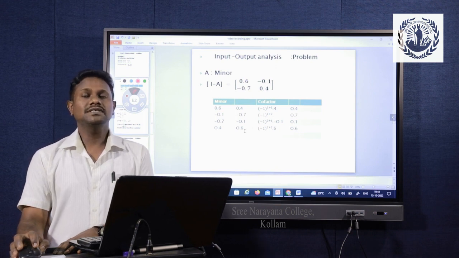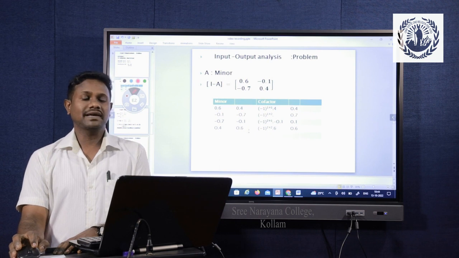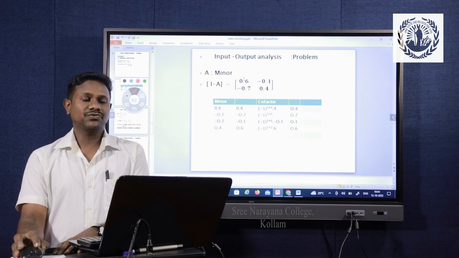How can we find the cofactor from the minor? This is the equation: minus 1 raised to 1 plus 1. This is the order of row and column. We know that 0.6 belongs to first row, first column, that is 1 plus 1. See the case of 0.4, it belongs to second row, second column, so minus 1 raised to 2 plus 2. That is how we compute the cofactor: minus 1 raised to 1 plus 1 into minor.